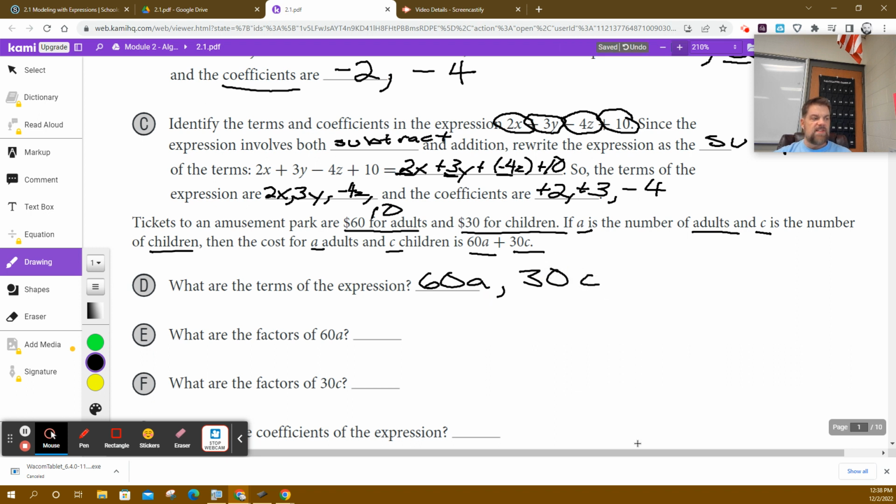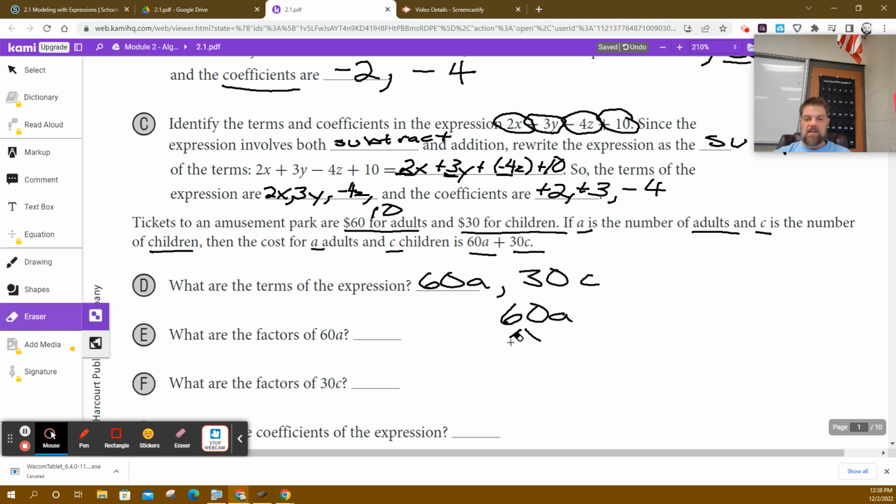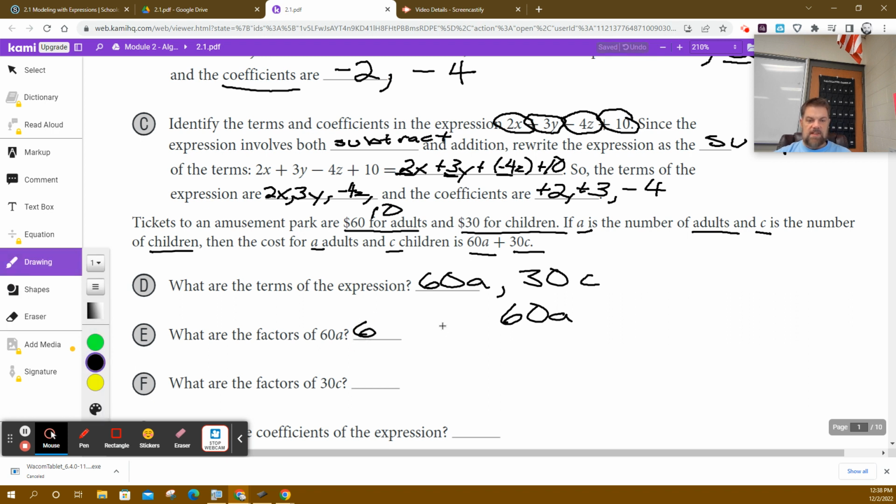What are the factors of 60A? So let me show you how to find the factors of 60A. We're going to do a thing called prime factorization. Give me two numbers that when I multiply them, well, no, we're not going to do that yet. Sorry, jumping the gun a little bit. What are the factors of 60A? Well, that means what are the two things? Well, there's 60. 60A means 60 times A. So the two factors are 60 and A. What are the factors of 30C? 30 and C.